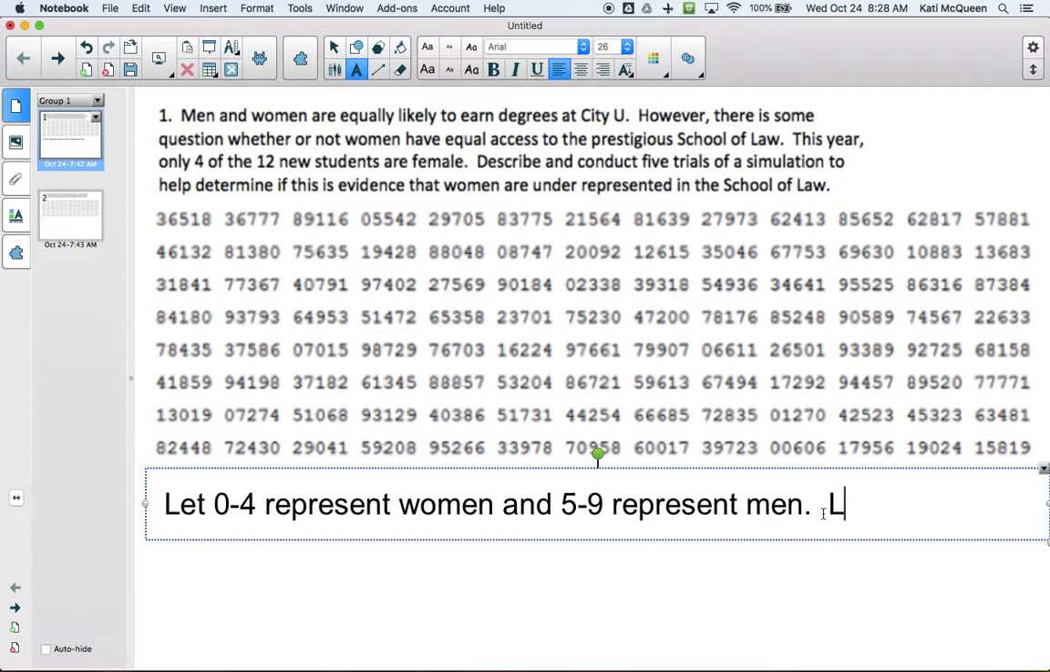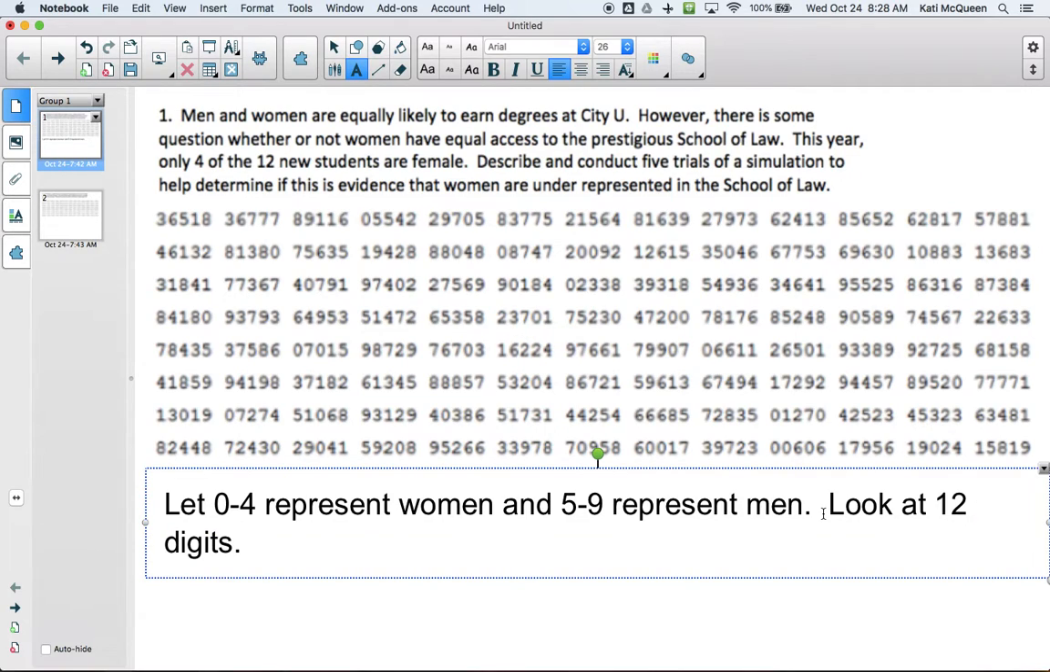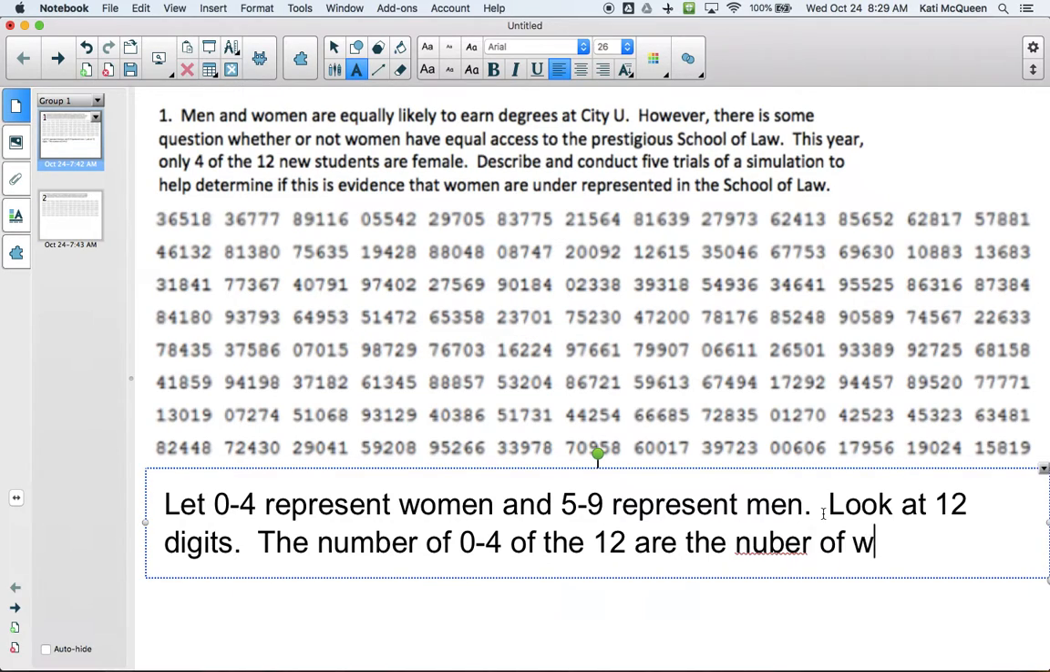All right, so the next thing I'm going to do is look at 12 digits, because they say there are 12 students going into this School of Law this year. And the number of digits that are 0 through 4 of the 12 are the number of women. So of those 12, however many are a 0 through 4 would represent how many women there are.